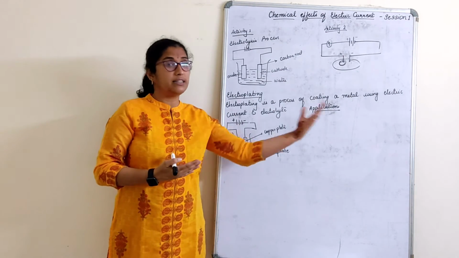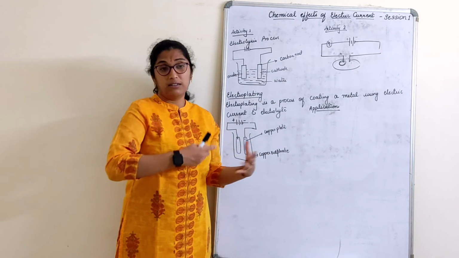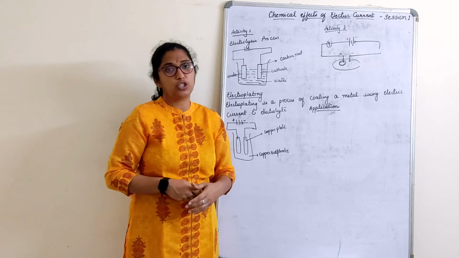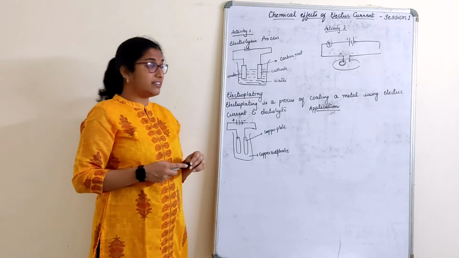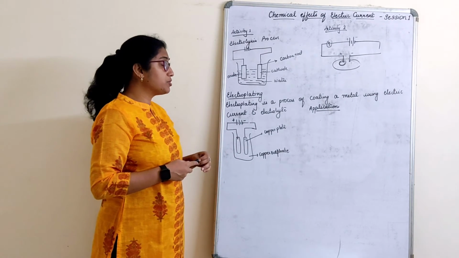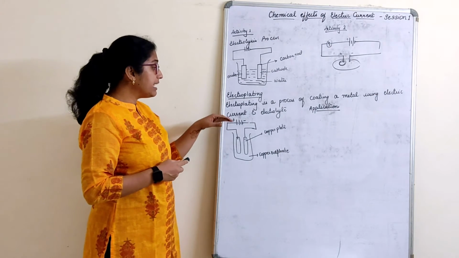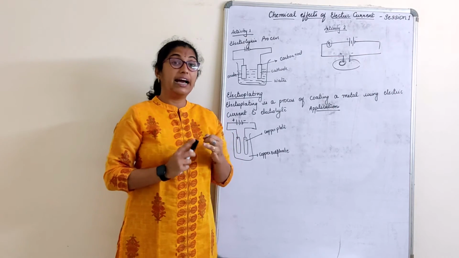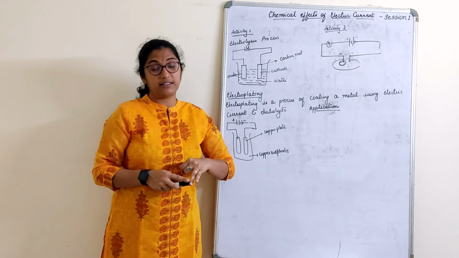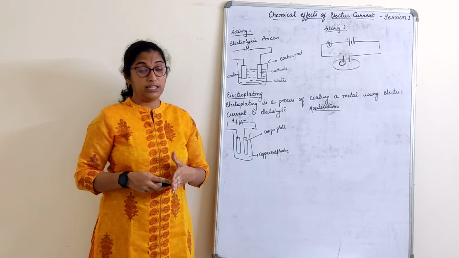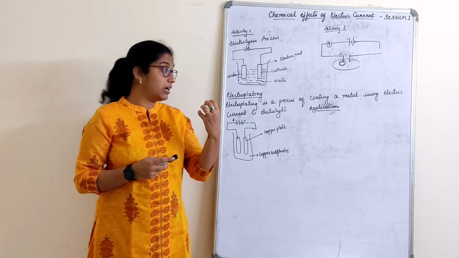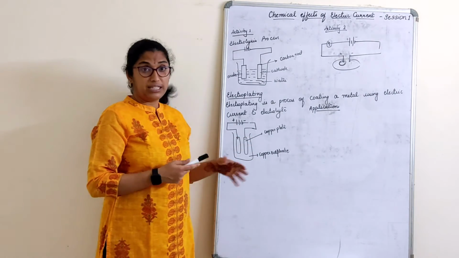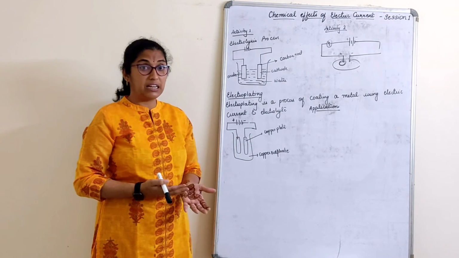Actually, we need not do that, but the goldsmith or any industry or anybody who does this process will actually do it. Let's understand the definition. Electroplating is a process of coating a metal using electric current and an electrolyte. So here electric current is required as well as an electrolyte, because that is a conducting solution. Using this, electroplating is done in bigger industries, factories, etc., where manufacturing is done.